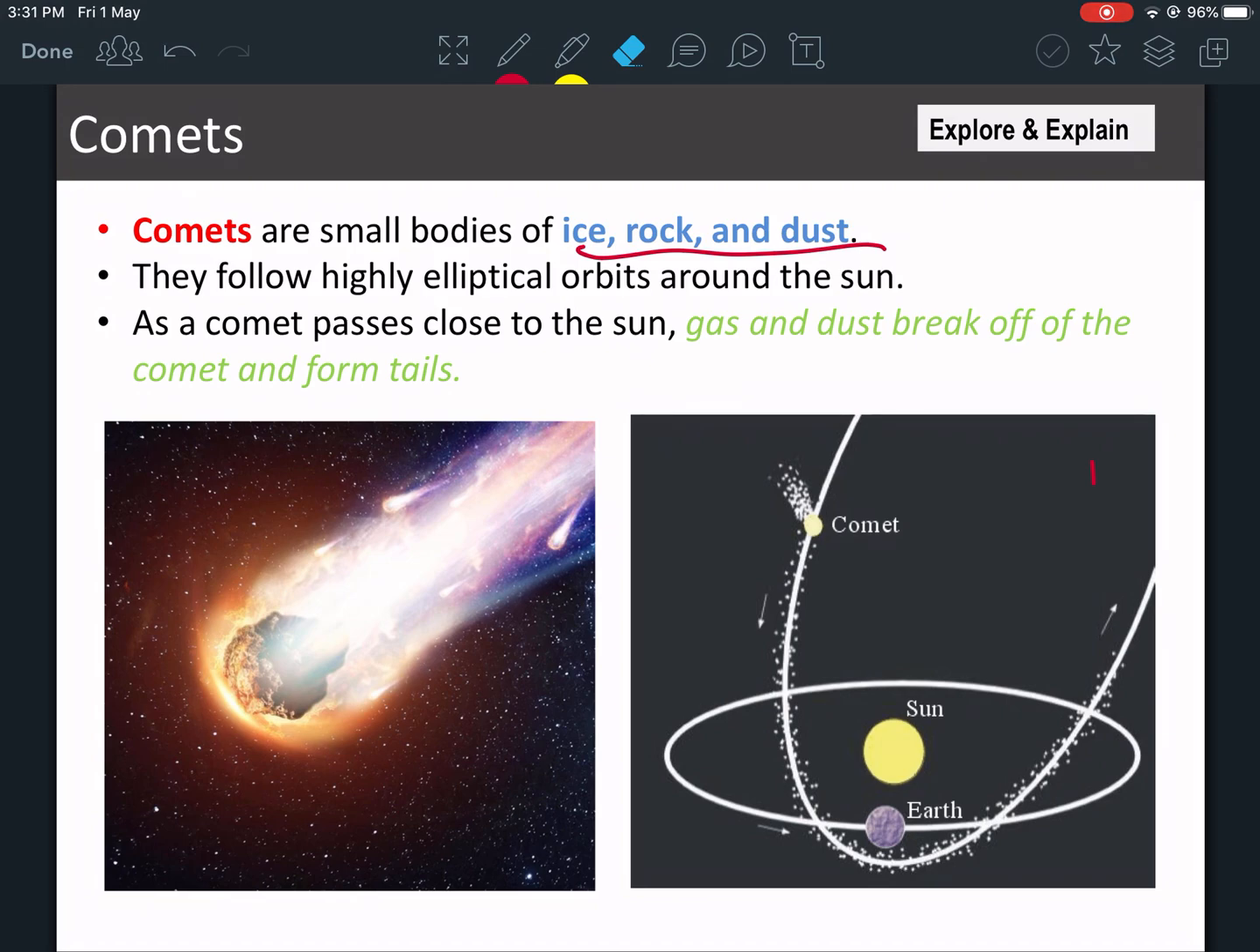As a comet passes close to the sun, the gas and dust break off because it's made of ice. What happens is this ice directly turns from solid to gas, which is called sublimation, and it breaks off and makes a tail. You can see this kind of tail. These are comets. But they only do that when they come close to the sun. It becomes too hot, and the gas and dust break off and make a kind of tail. Okay?